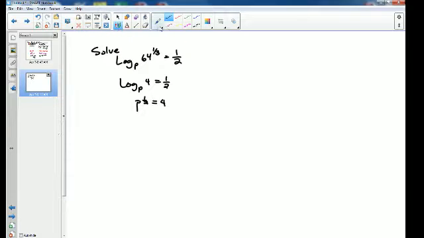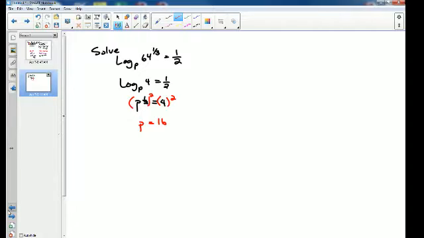Square it. 4 times 4 is 16. So 1/2 squared is 1, so P equals 16. Again, 16 to the 1/2 power is 4, right? 1/2 is square root. The square root of 16 is 4. That's it. So, that's one way to solve that equation.